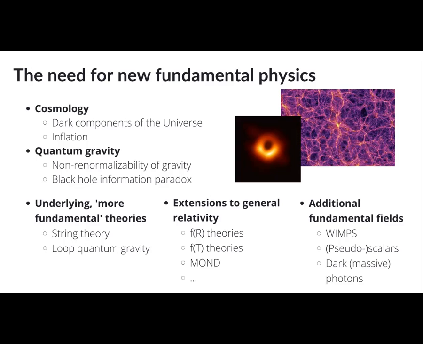And there is also the possibility of adding new fundamental fields. This is the case for hypothetical particles such as WIMPs, pseudoscalars or scalars, such as the axion, or other more complicated particles such as vector or dark massive photons. In this talk, I will explore some consequences of this particular approach.